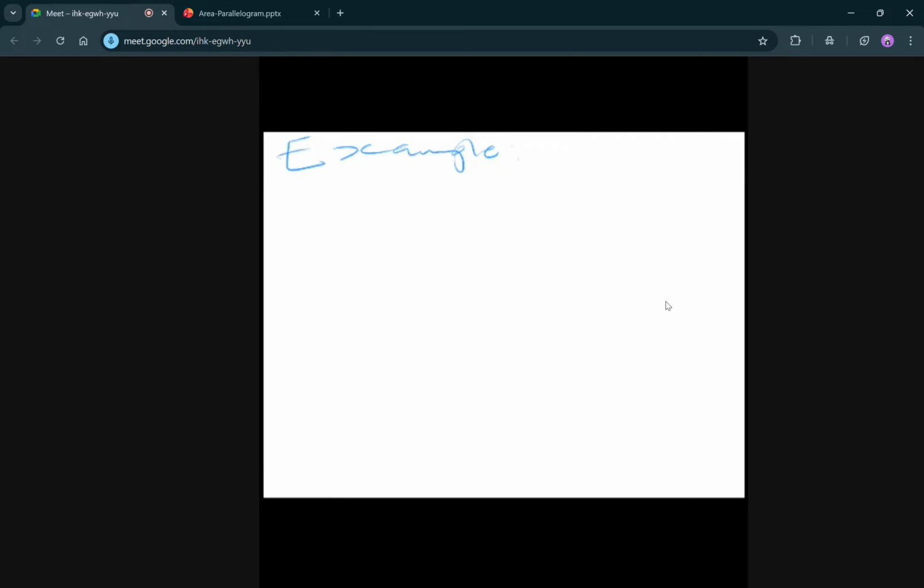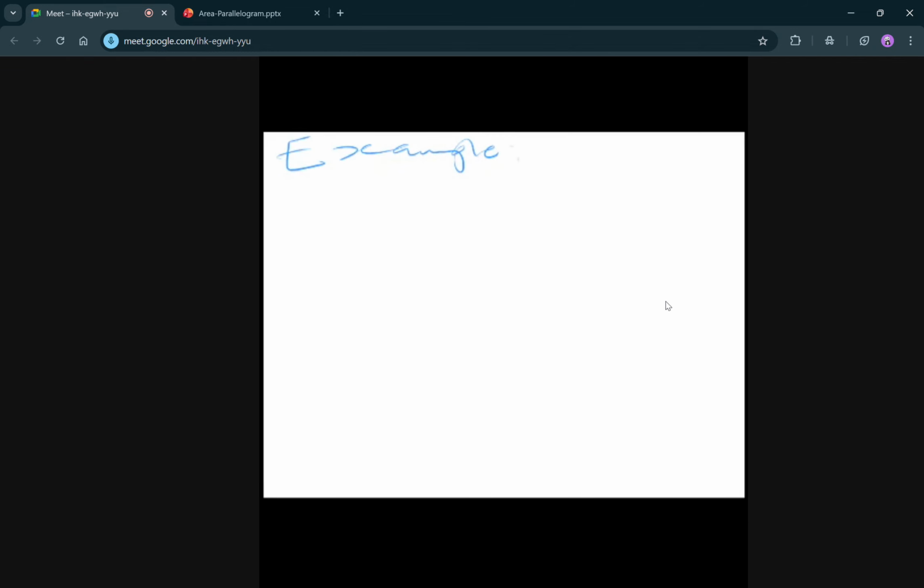Have you written that? Example. Identify the base and the height of the parallelogram below and hence find its area. Done. Have you written that?